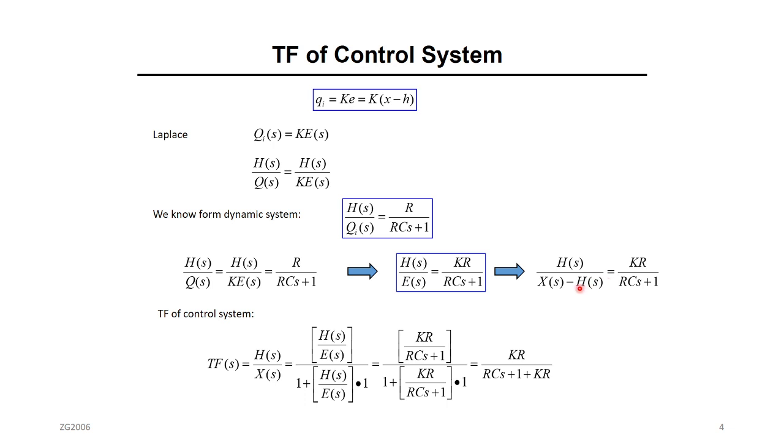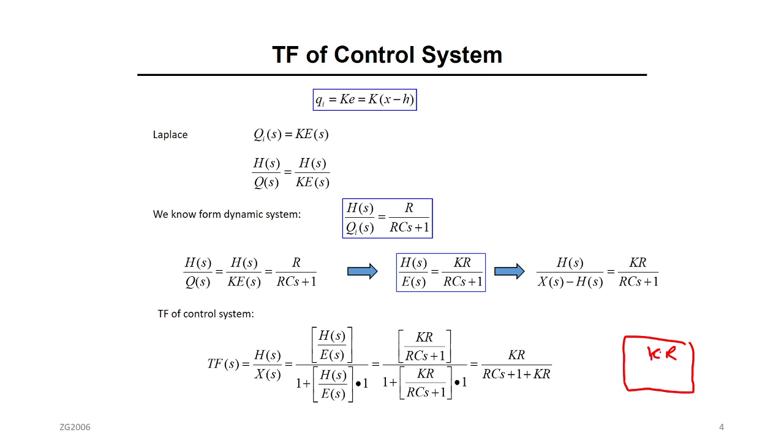So what you're going to do here is collect all the coefficients of H together on one side and all the coefficients of X together on the other side, just like we did in chapter 4, in order to get this transfer function, which is going to be KR over RCS plus 1 plus KR. What is this function? This function relates H directly to X. The input here is X and the output is H. If you want to show it in a block diagram, this is what you're going to get. Again, you need to review chapter 4 to understand what I'm doing here.